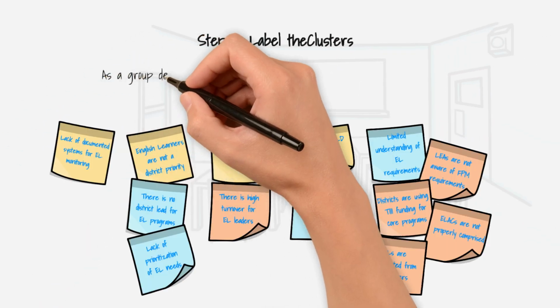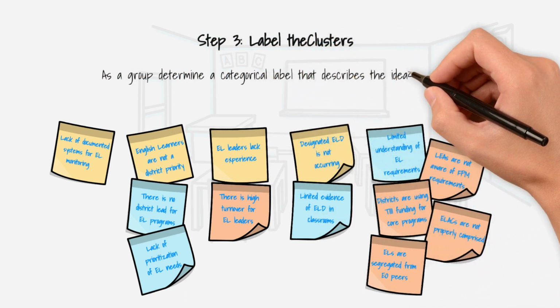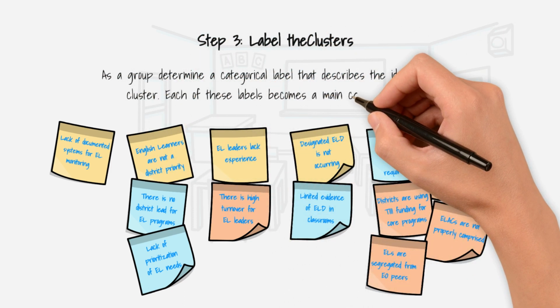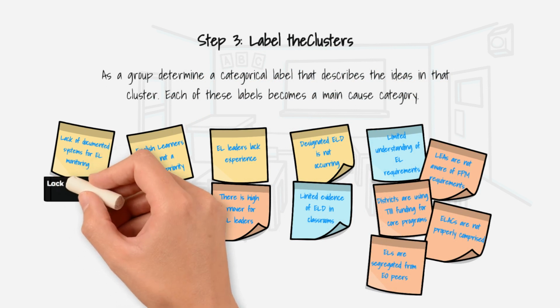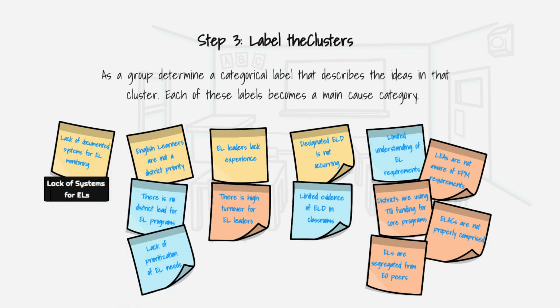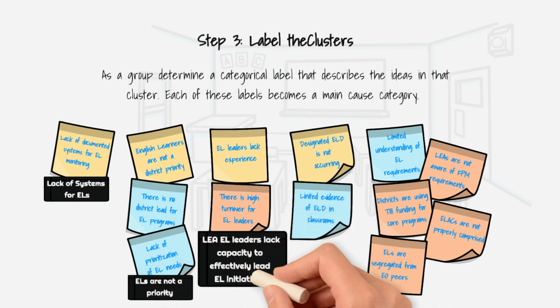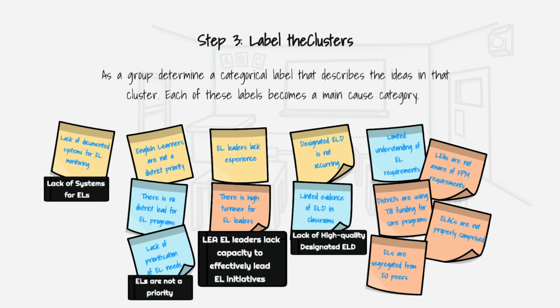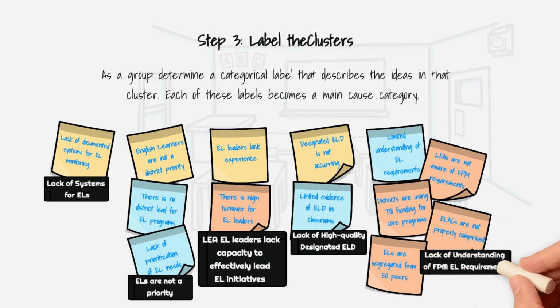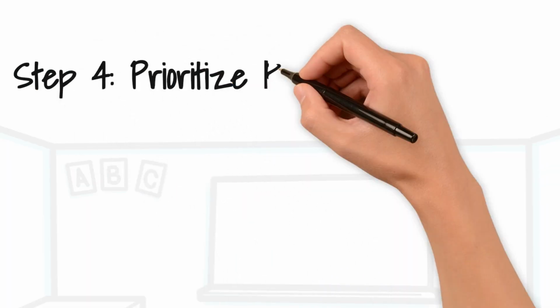The next step is to label the clusters. As a group, determine a categorical label that describes the ideas in that cluster. Each of these labels becomes a main cause category. In our example, the team labeled the first Post-it as lack of systems for ELs, the next group of Post-its as ELs are not a priority, the next one as LEA leaders lack capacity to effectively lead EL initiatives, the next group as lack of high-quality designated ELD, and the last one as lack of understanding of FPM requirements.